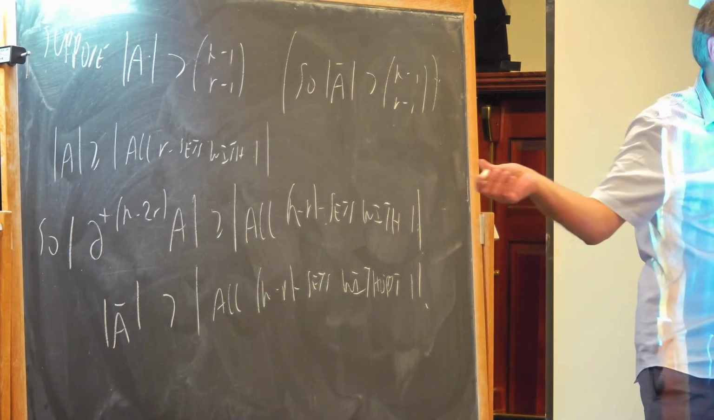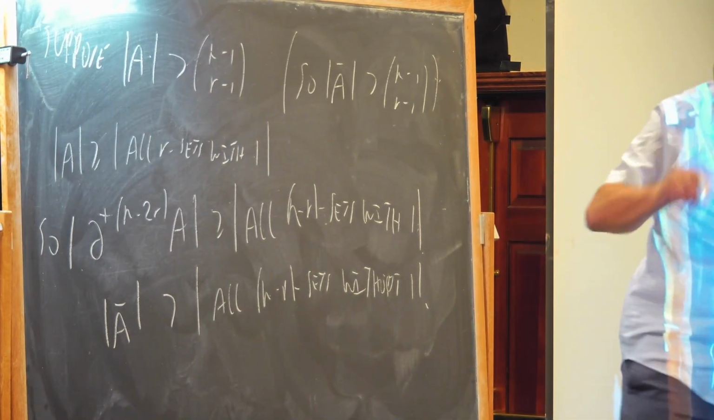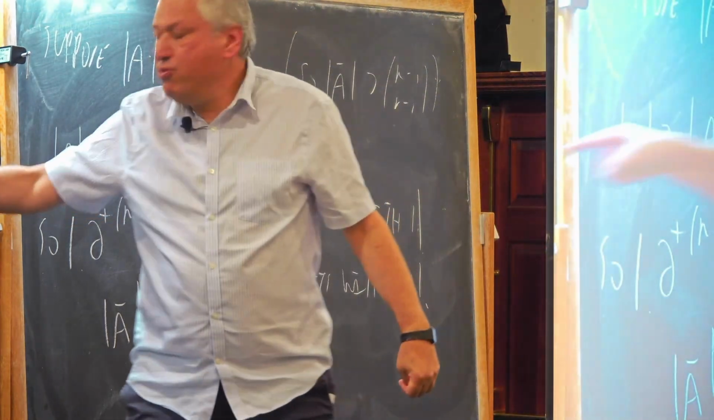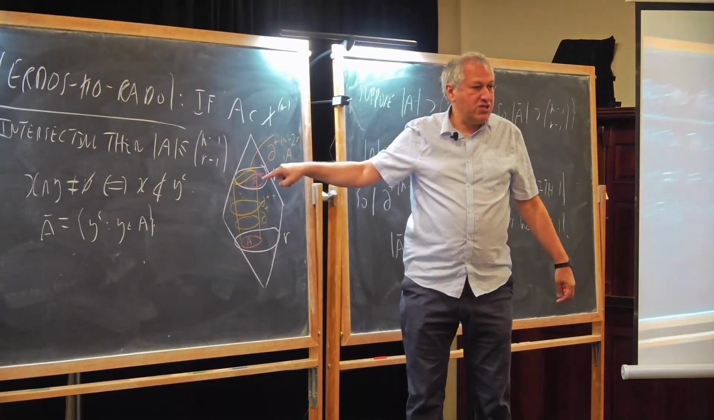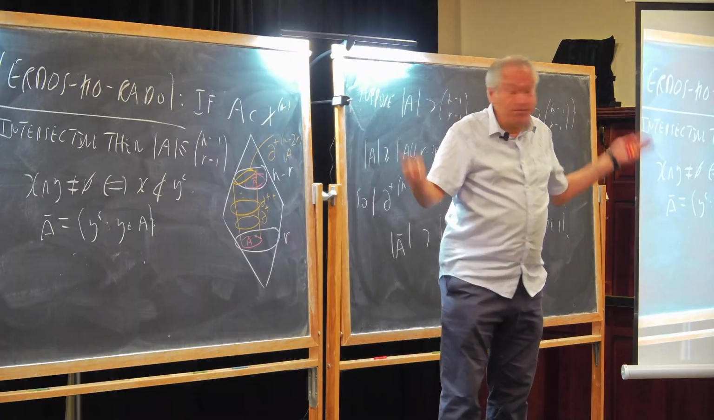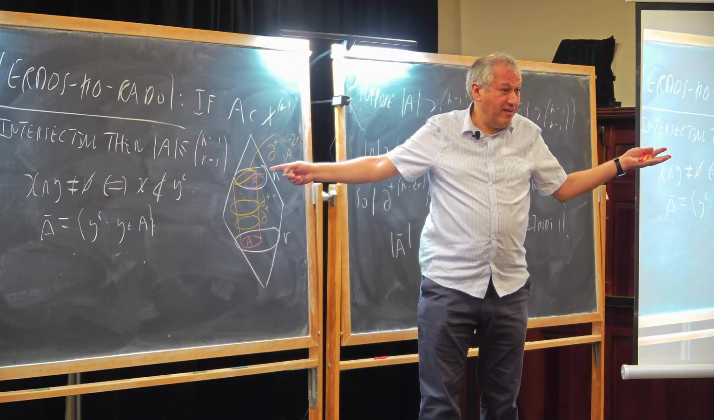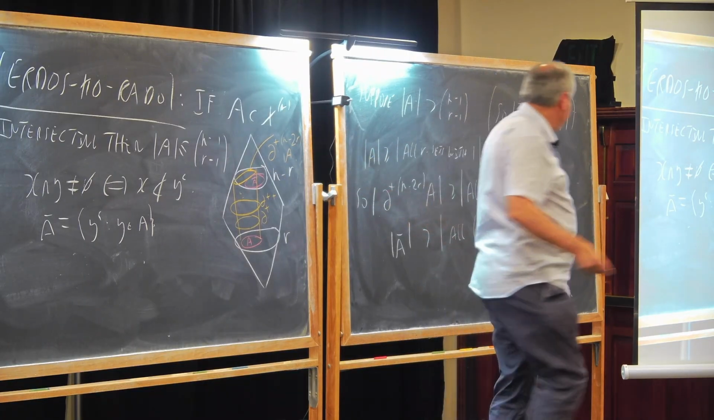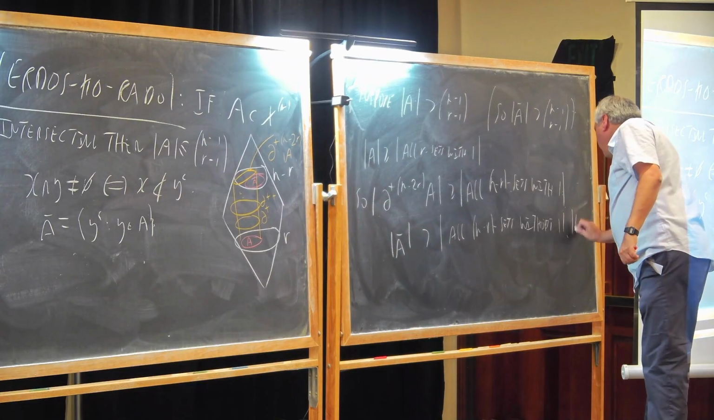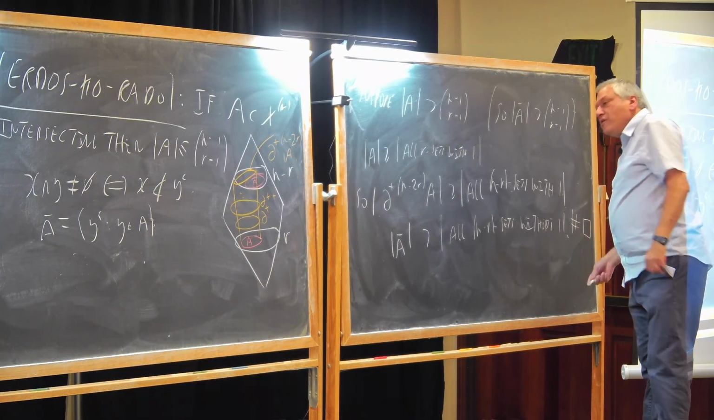But that's a contradiction, right? I've got living in this level 2 disjoint families of n minus r sets. The total number of points is more than the total size of that level. That's a contradiction. That's it. So it's a very nice proof.